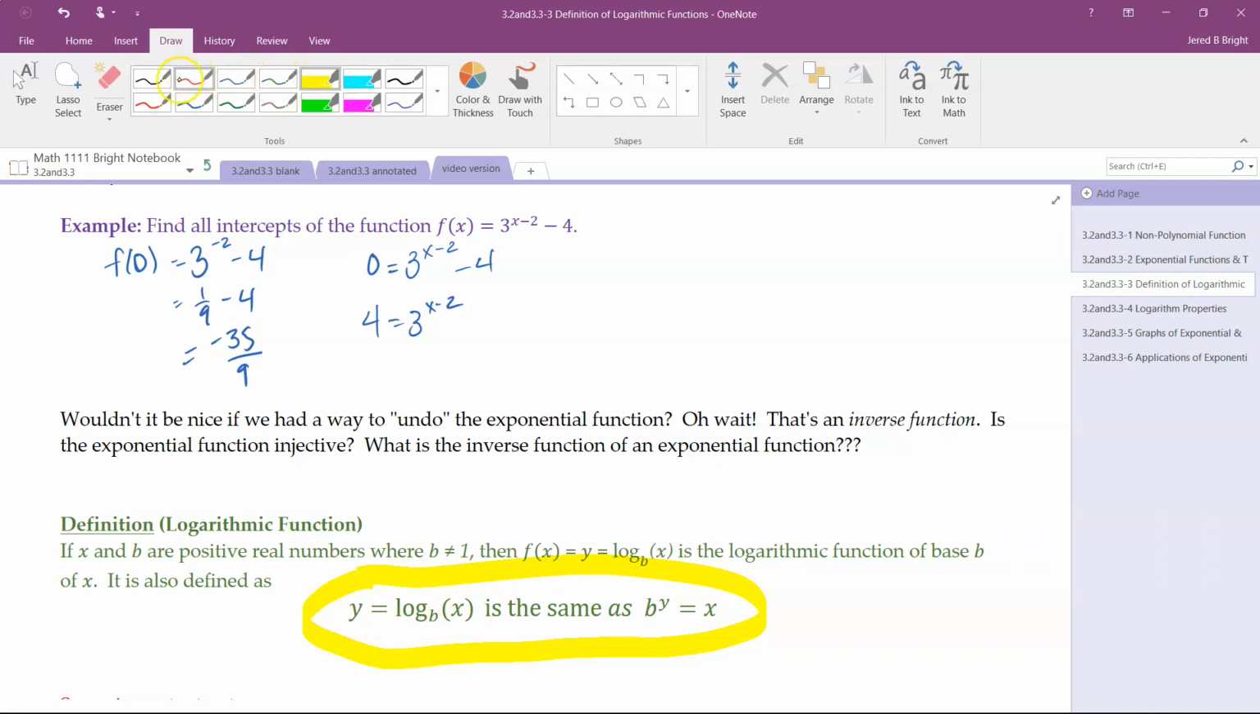You'll notice that y was the output for the logarithm. It is the input of the exponential. Similarly, x is the input of the logarithm, and it switches to the output of the exponential. That's the idea of inverse functions, right? Domain and range switch, inputs and outputs switch. So this definition is critical to your success in the course.